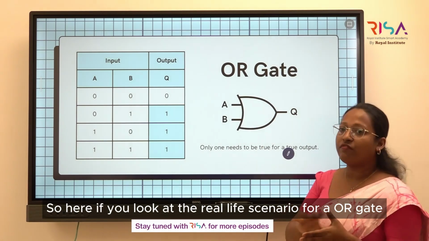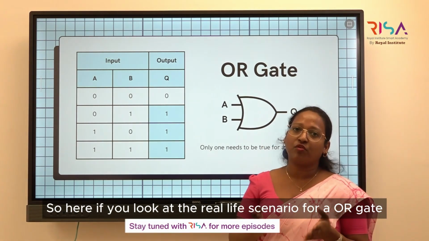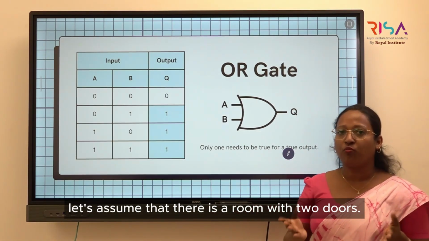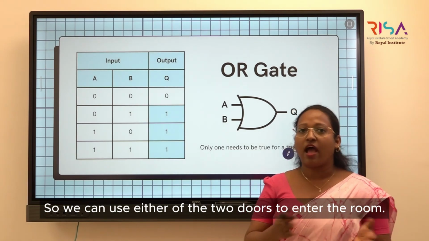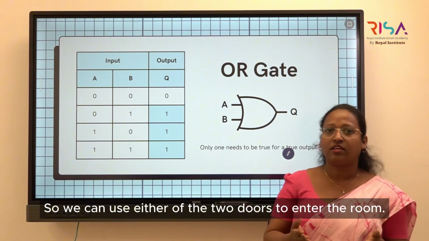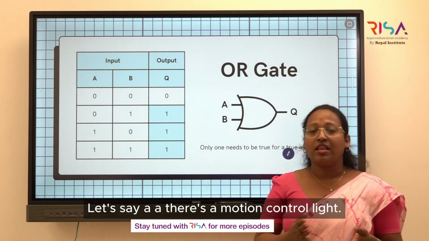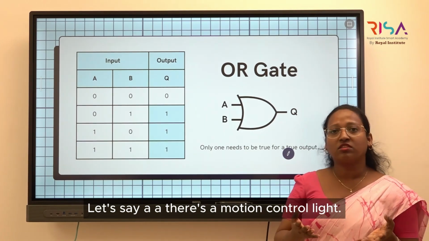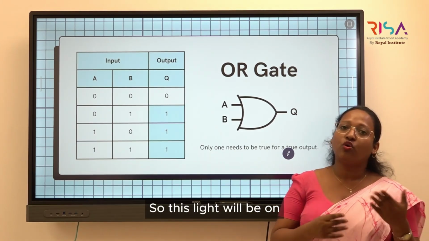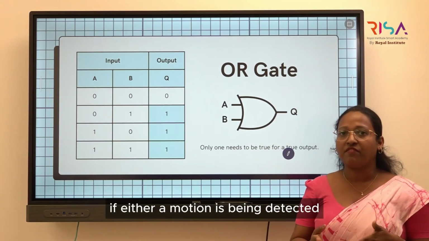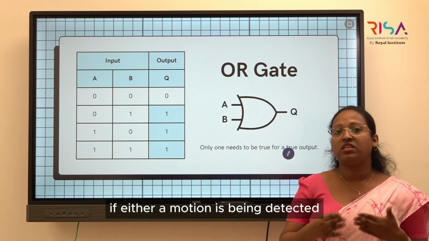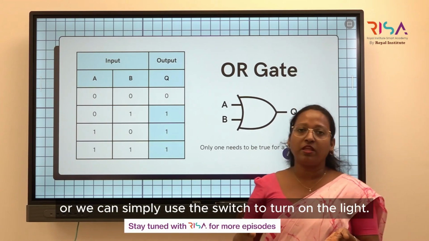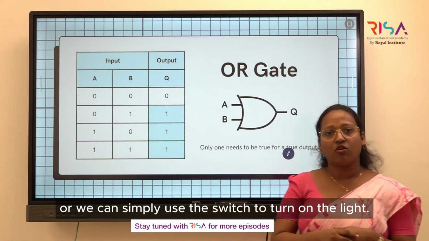Right? So if you look at a real life scenario for an OR gate, let's assume that there is a room with 2 doors. We can use either of the 2 doors to enter the room. In the same way, let's say there is a motion control light. This light will be on if either motion is being detected, or we can simply use the switch to turn on the light.